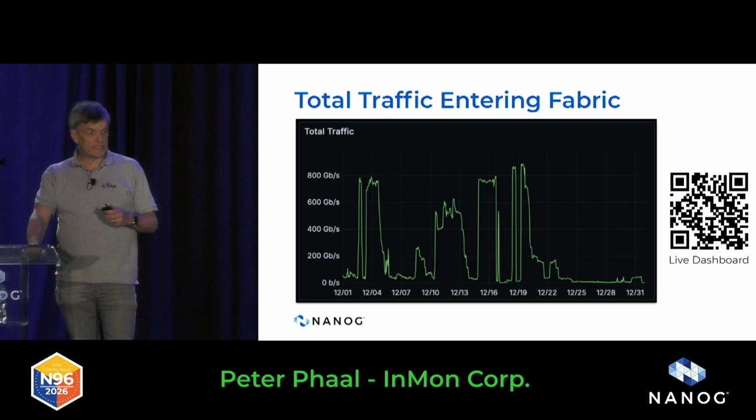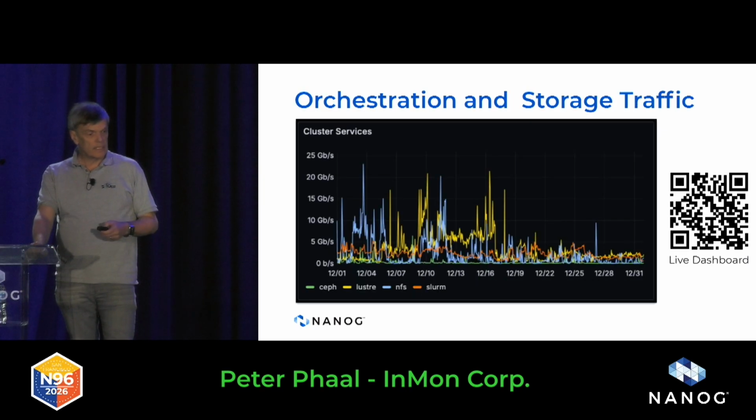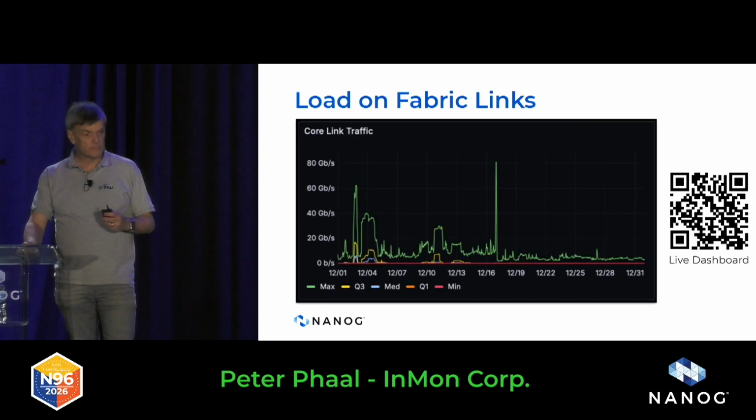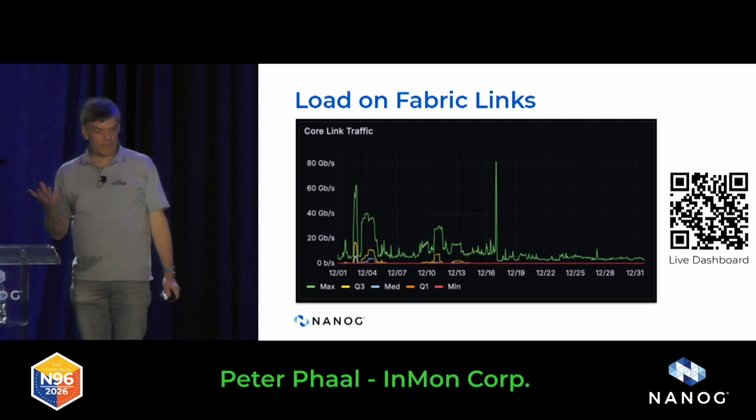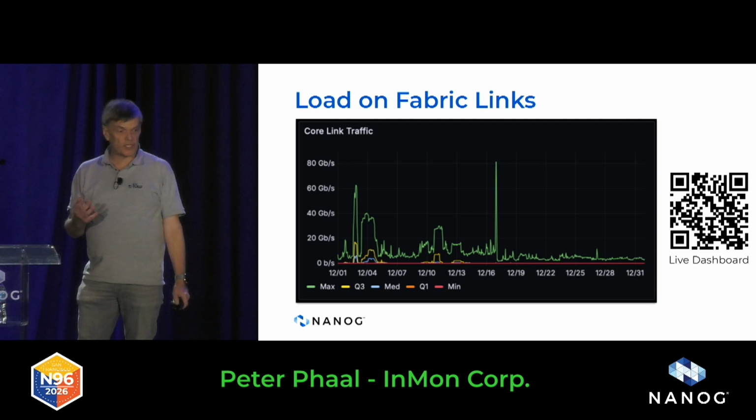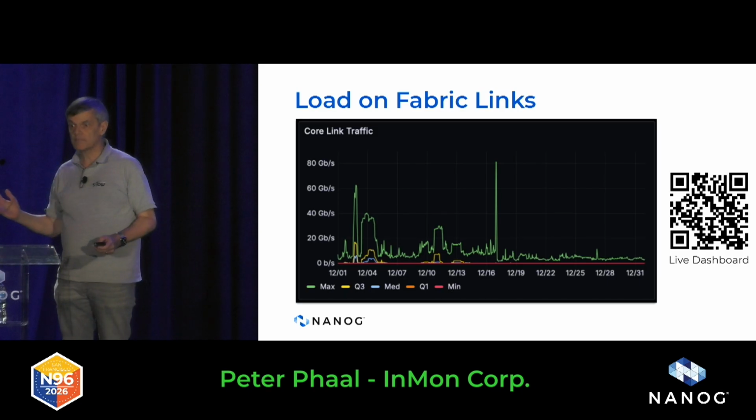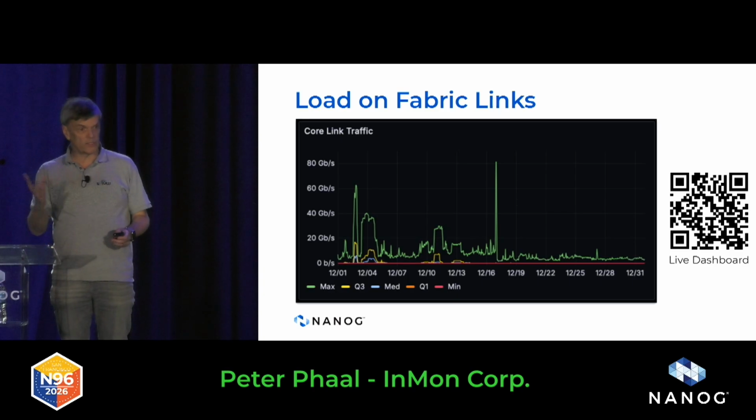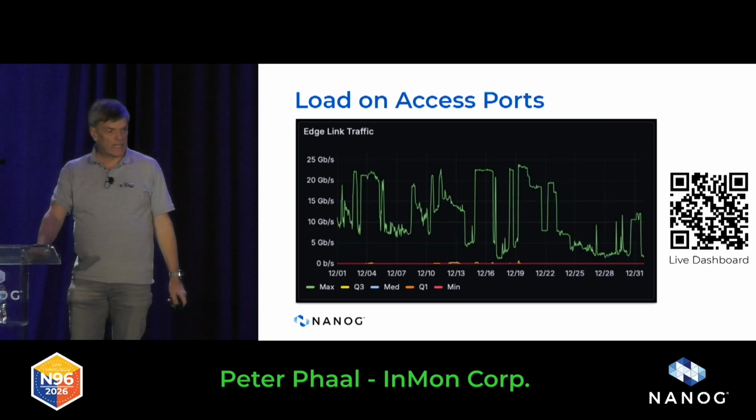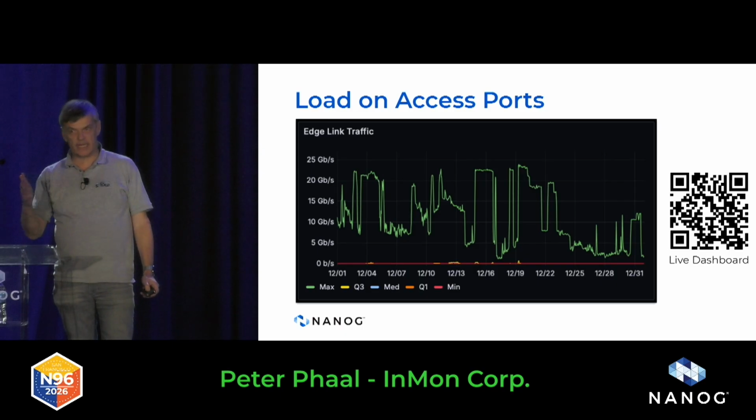So the first chart is just total traffic entering the fabric, summing traffic across all the ingress ports. The next one is looking at cluster services, so storage and orchestration. The next one is a histogram of link utilizations on the interswitch links. So this is giving you an idea of how load is being spread across the core as it goes across the fabric. And similarly, if you do a histogram of edge links, you get an idea of how spread the load is across the servers attached to the fabric.